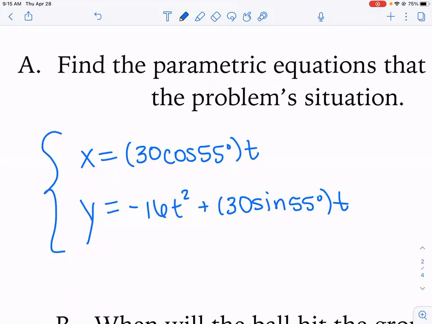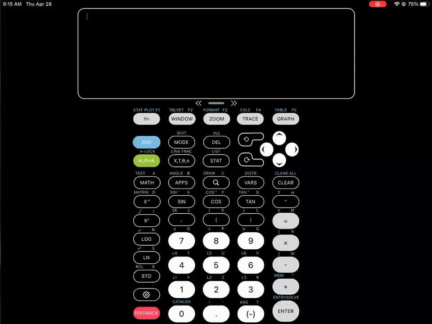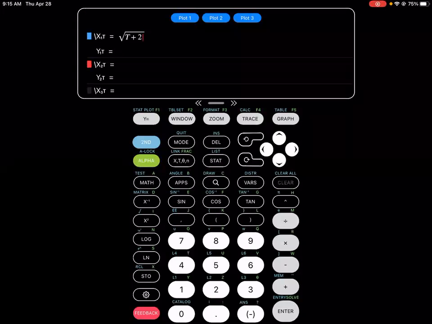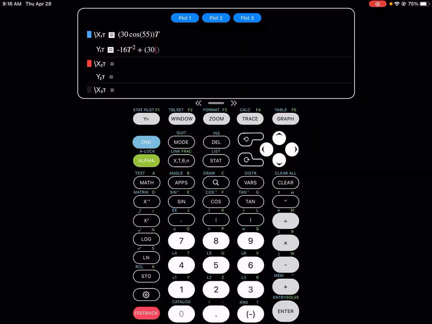Let's go ahead, since I've taught you how to use your calculators, and put this into our calculators. So x is 30 cosine of 55 times t, and y is negative 16t squared plus 30 sine of 55 times t.